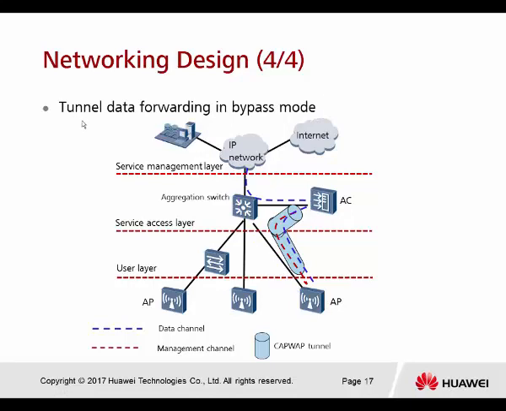With tunnel data forwarding, not only the management frames but also the data frames, the service data, all have to return back to the controller, and then the controller will handle all the packets and forward them to the internet. So in this case, on the AC you might need to configure the default route, or else all the routes will lose the gateway.